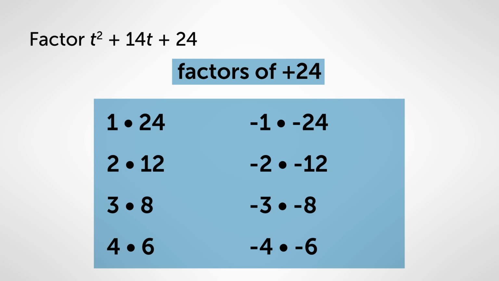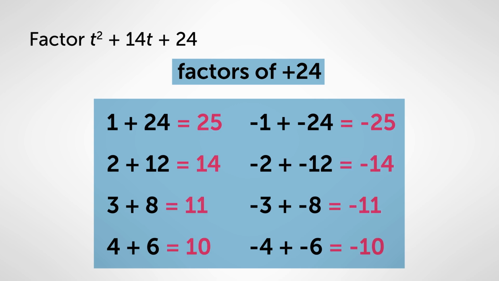Now that we have our list of possible factors of 24, we need to determine which ones sum to positive 14. In other words, which factors add together to make positive 14. Out of all our factors, only 2 and 12 fit both requirements. They multiply to be positive 24 and sum to positive 14. There are others that are close, but only this pair is a match.